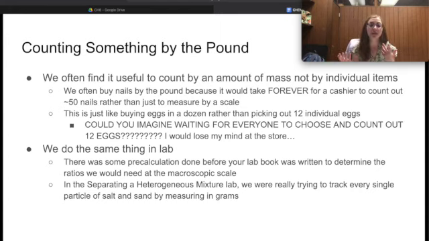This is also like buying a dozen eggs rather than picking out 12 individual eggs. We're calling a pound a certain amount of mass, whereas we're calling a dozen 12 of something, okay? Could you imagine literally going to the grocery store and waiting for everyone to pick out the exact number of eggs they wanted, and count out 12 eggs, look at each one, determine if it's cracked? I would lose my mind. I couldn't handle it. Are you kidding me?